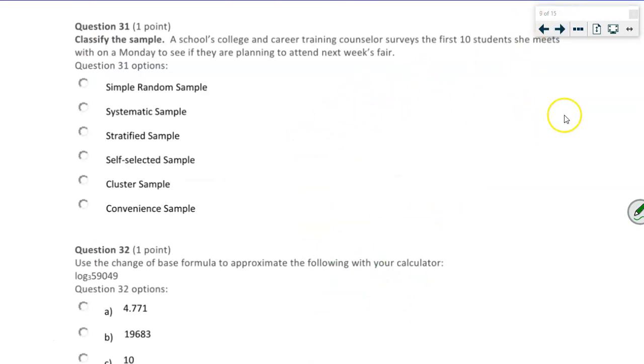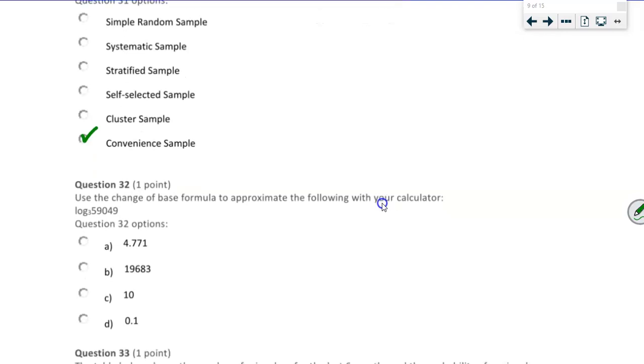Number 31 says, classify the sample. A school's college and career training counselor surveys the first 10 students she meets with on a Wednesday to see if they are planning to attend the next week's fair. This would be a convenient sample, and we're going to talk about these a little bit more in a minute, so don't worry about understanding what all of them are until we get there. It just was easy for her to do, and there was no other qualifications.